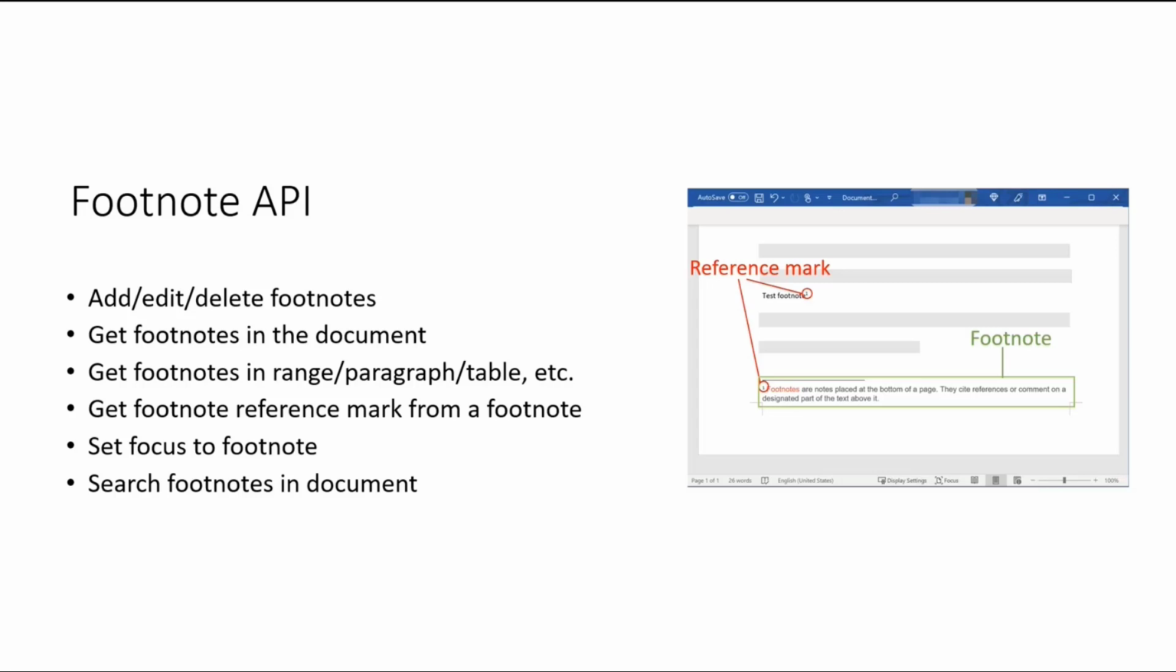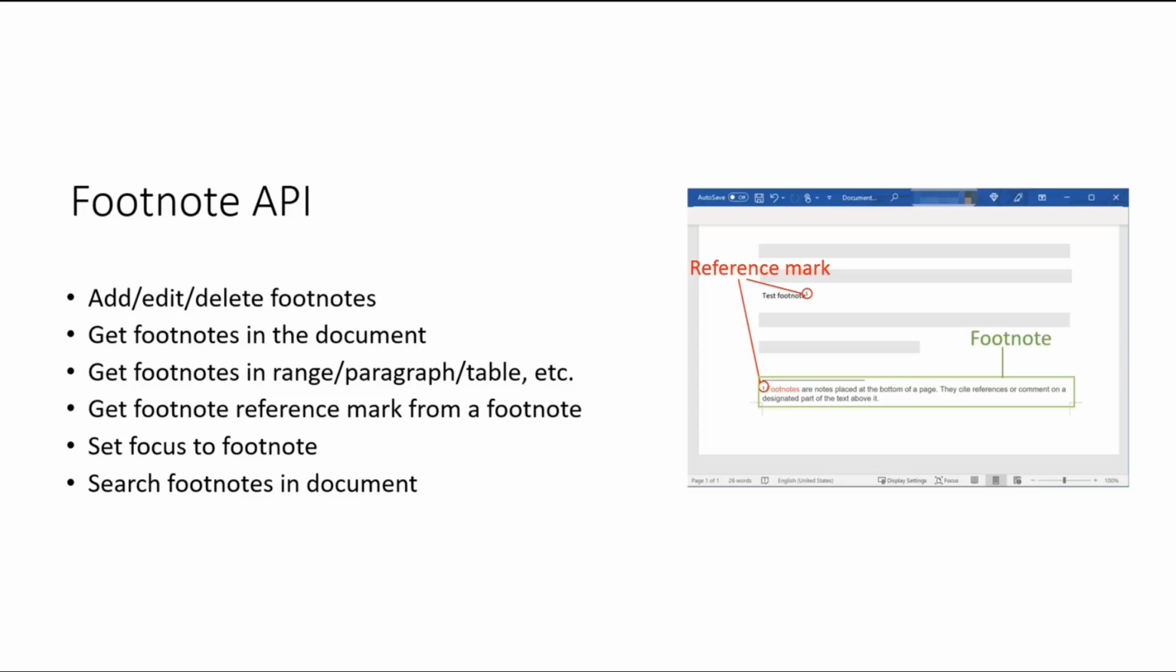As you know, a footnote has a reference mark in the document. So users can get the footnote from the reference mark, and can also get the reference mark from the footnote. And as you may know, the document body doesn't actually include the footnote part. So currently, setting the selection to the footnote is not doable. But with this API, you can set the focus to the footnote directly, and then edit it based on your selection.